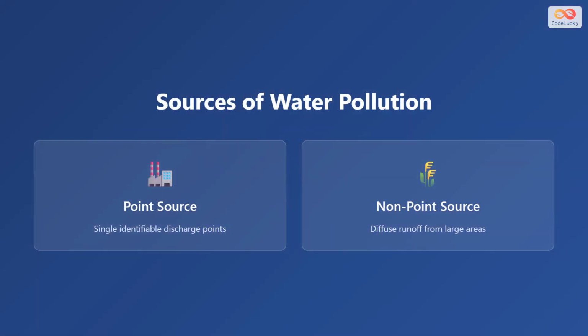Water pollution originates from two main categories of sources. Point source pollution comes from single, identifiable discharge points, such as pipes from factories, sewage treatment plants, or industrial facilities. These sources are easier to monitor and regulate because we know exactly where they're coming from.